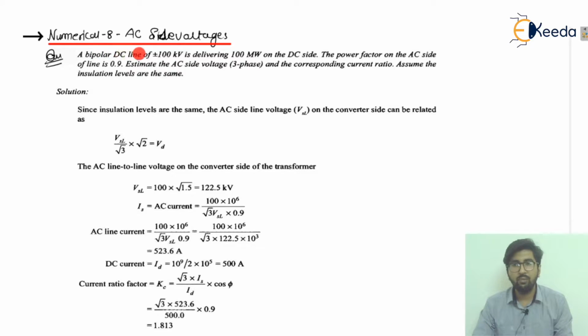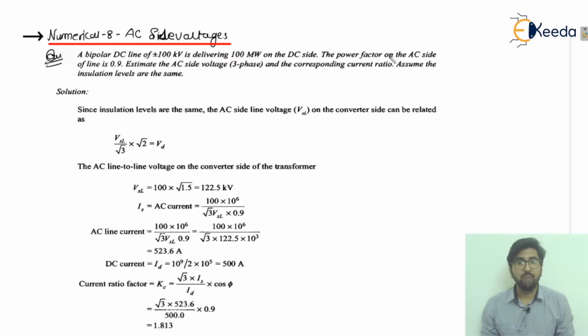The bipolar DC line, it means it will have two transmission HVDC links. Okay guys, now plus minus 100 kilovolt, and these are maintained at 100 kilovolt and are delivering power of 100 megawatt, which is 100 into 10 raised to power 6, all on the DC side.